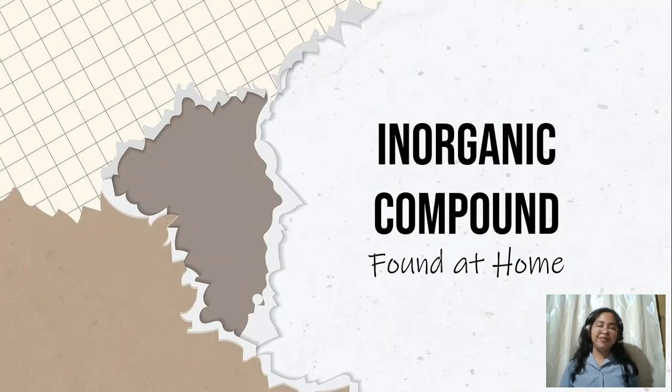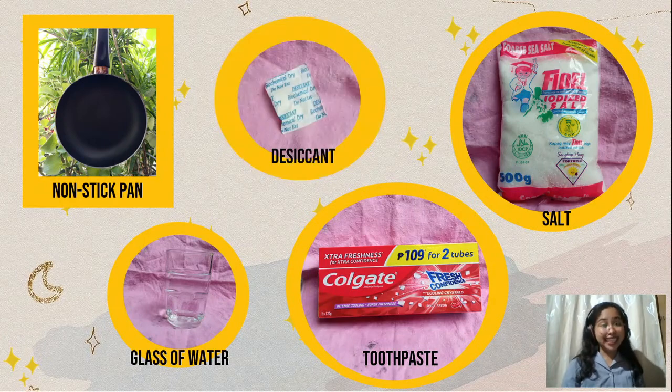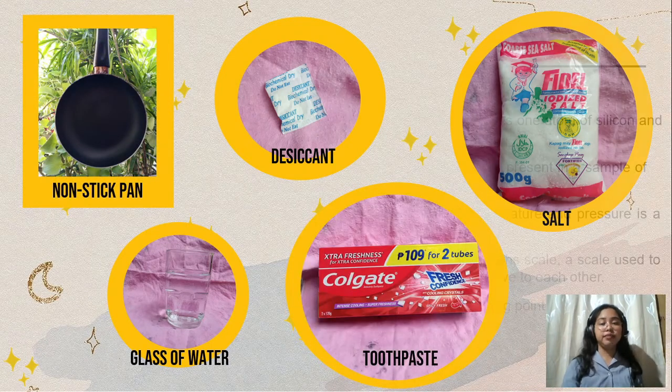So, next, inorganic compounds found at home. I have 5 inorganic compounds found at home: desiccant, salt, glass of water, non-stick pan, toothpaste.